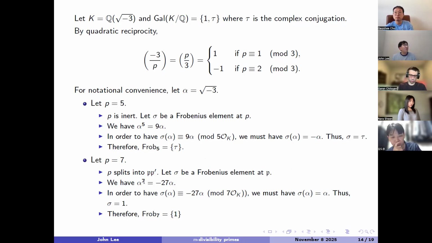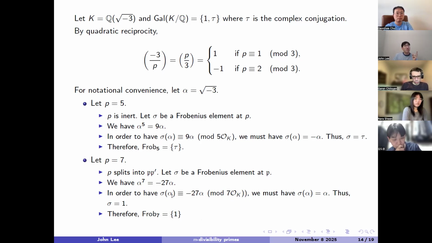Okay, so we have alpha to the power of 7. Again, if you do the same calculation, you'll have negative 27 alpha. And I want to have my Frobenius element at P to be sigma alpha is congruent to negative 27 alpha. Well, actually, I made a typo here. It should be P, not 7, but it should be this one. But if it is congruent to this one mod P, because P is lying above 7, still this condition will be satisfied. I just made a mistake when I was writing down this one. But still, if it is congruent to this one mod P, it'll be congruent to mod 7.